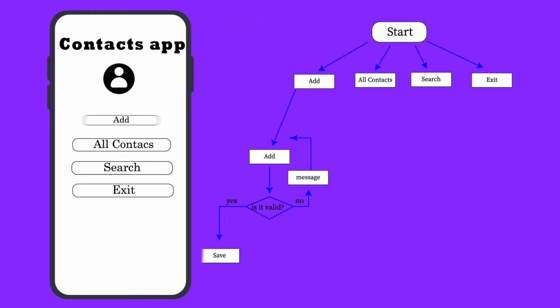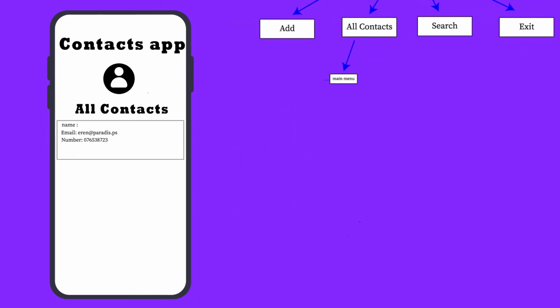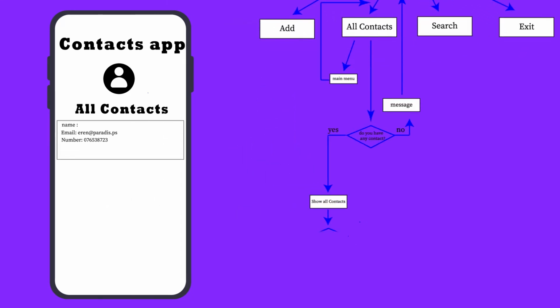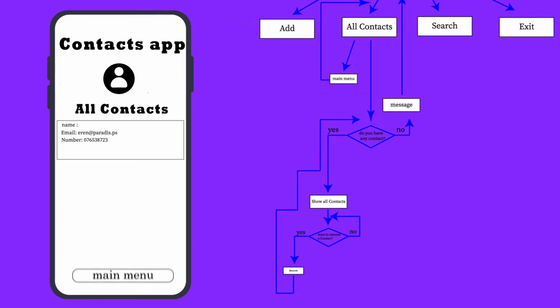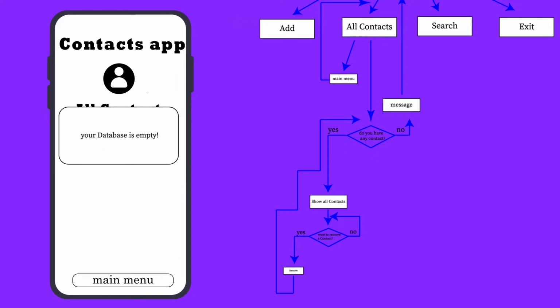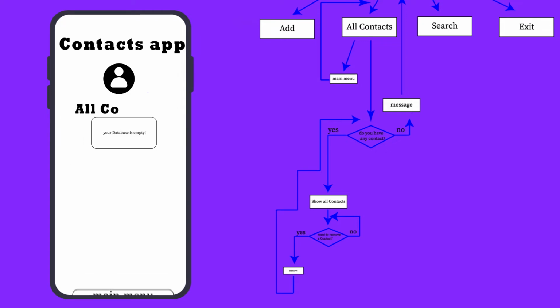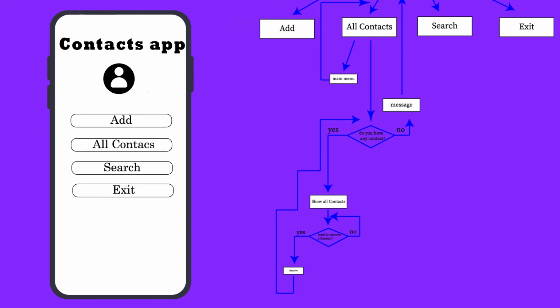When you press the button All Contacts, the program will navigate you to a page where you can see all your contacts that are in your database. This page contains a button that navigates you to the main menu, and below every contact you will find a remove button. If you press that button, it will delete the contact from your database. If you do not have any contacts in your database, you will receive a message that your database is empty, and the program will navigate you to the main menu.